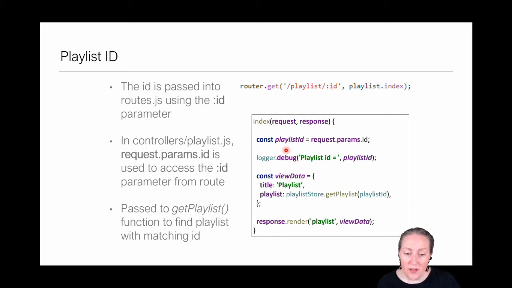Okay, and then in our controller file, we can use request.params.id to get that value out of the route. That's going to get us the ID value, and we save it into playlistId. And then we call our playlistStore.getPlaylist method with that playlist ID to get that specific playlist.